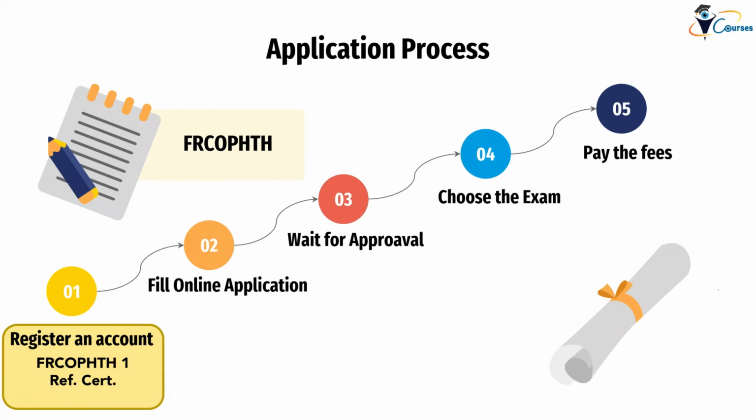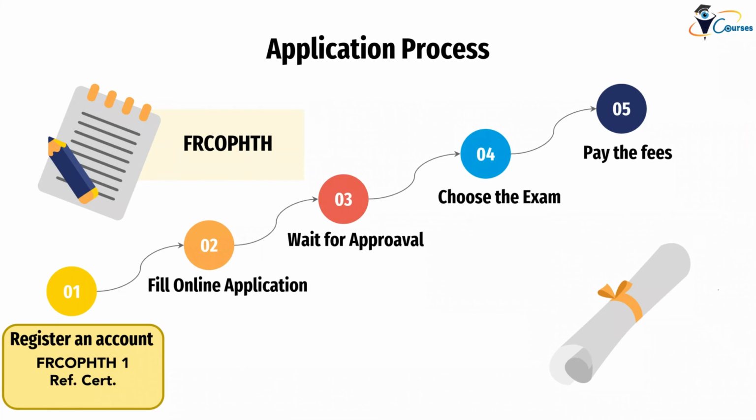So this is only applicable for the FRCOphth and refraction certificate if you are starting the route from the beginning. But if you already passed any one of these exams, FRCOphth or the refraction certificate, you will just wait for an approval, or you will start by step 4 immediately. You will be able to choose the exam. So if you are applying for the next exam, you don't have to verify yourself, you just choose the exam and pay the fees.